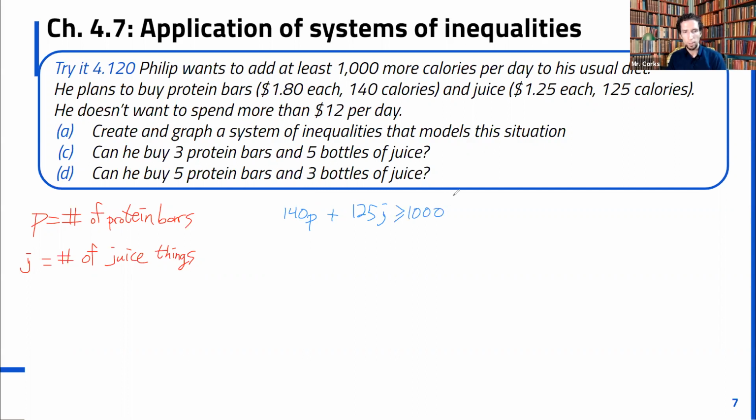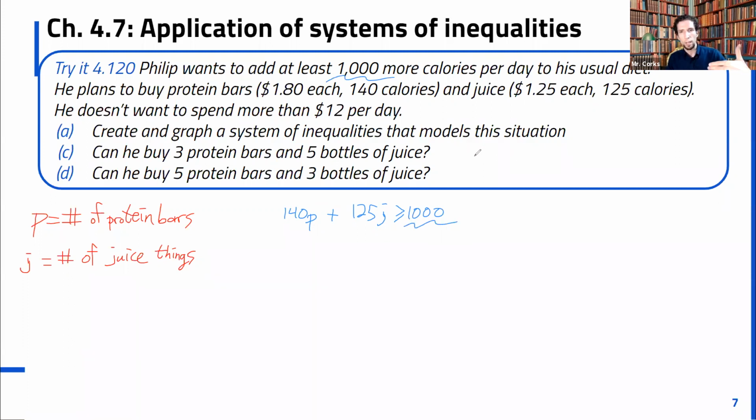All right, let's think about this and just go back, look at our problem again, make sure it makes sense. So the number of calories in one protein bar is 140, and we multiply that by the number of protein bars, so total calories from protein bars, and then also the number of calories from juice units times the number of juice units will give us total calories from juice. Okay, and we have this target here of 1000.